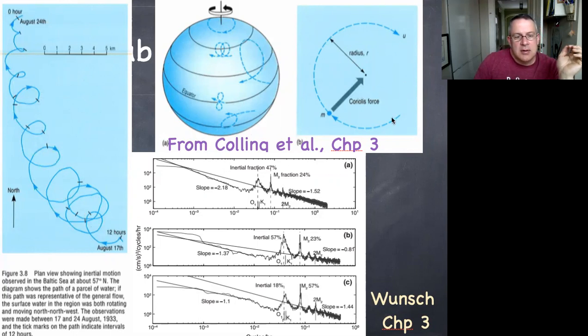And if you're going around and around, the Coriolis force is always pushing you towards the center of the inertial oscillation circle that you're going in. And Wunsch actually shows these nice power spectra, which we talked about a little while ago. And you see that there's a whole lot of energy, 47%, 57%, 18%, hanging around at that inertial peak. These inertial oscillations are everywhere.